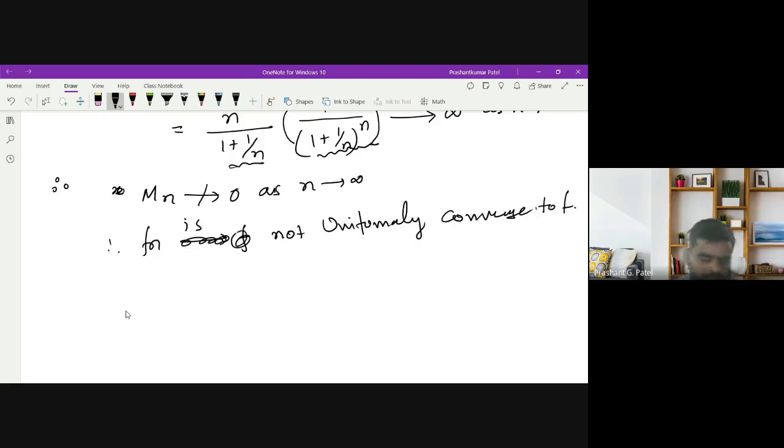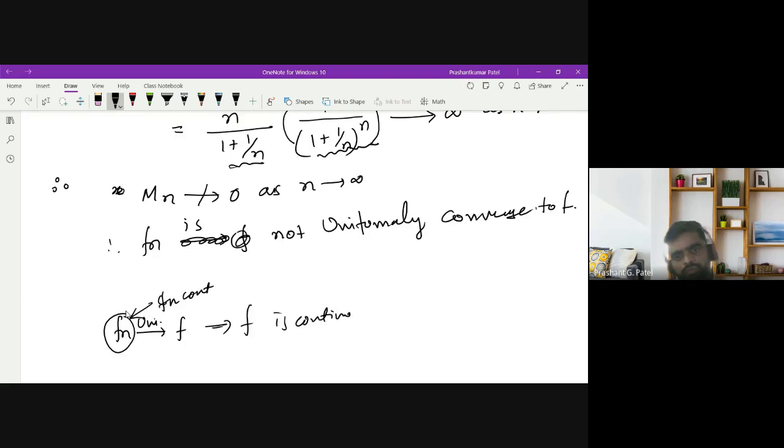Okay. So this theorem or this example tells you the converse of the above result is not true. But the negation of the result is true. What is the negation of the result? If Fn converges to F uniformly, and each Fn is continuous, then F is continuous.